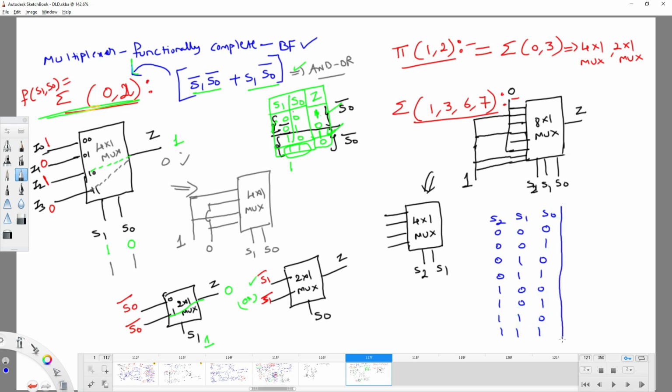Right? So in which cases are you going to get the output 1? You are going to get 1 for 1, 3, 6 and 7, and in all the remaining cases you are getting 0. Right? Now with the help of this analysis, if S2, S1 are both 0, what value am I getting? S0. If I have 0, 1, what output am I expecting? S0. Similarly, 1, 0, what output am I expecting? It is independent of S0, it is 0.